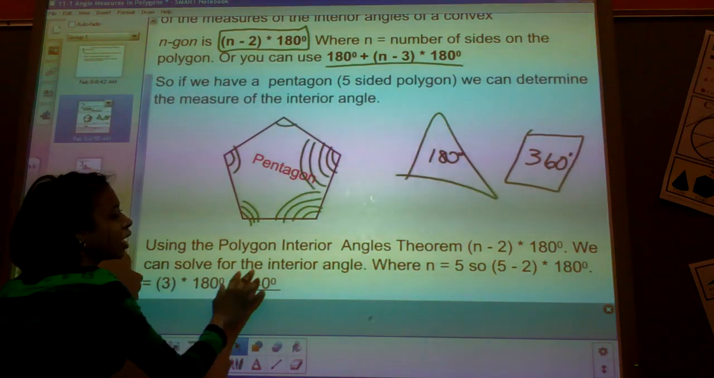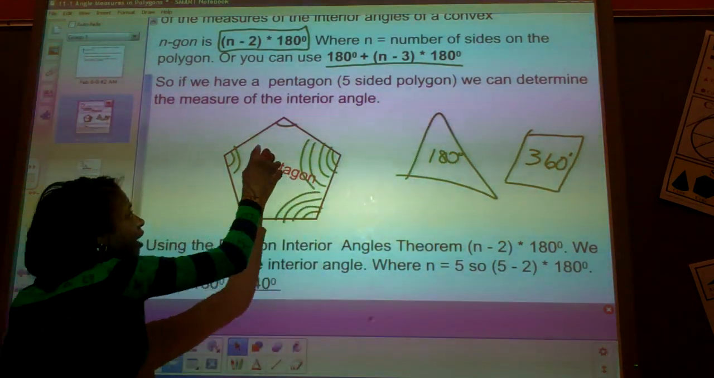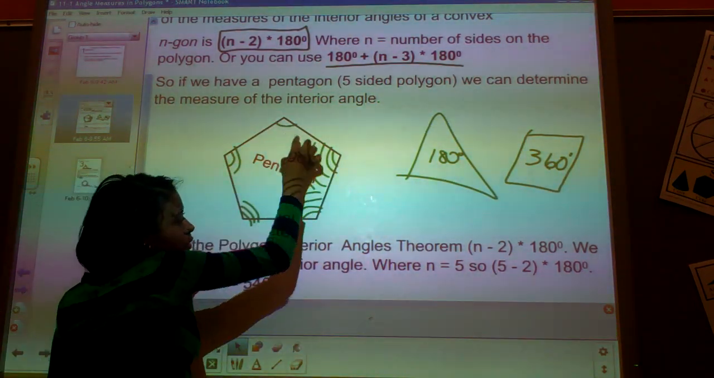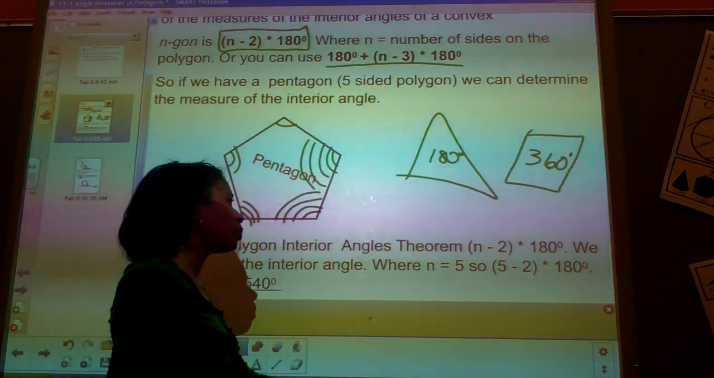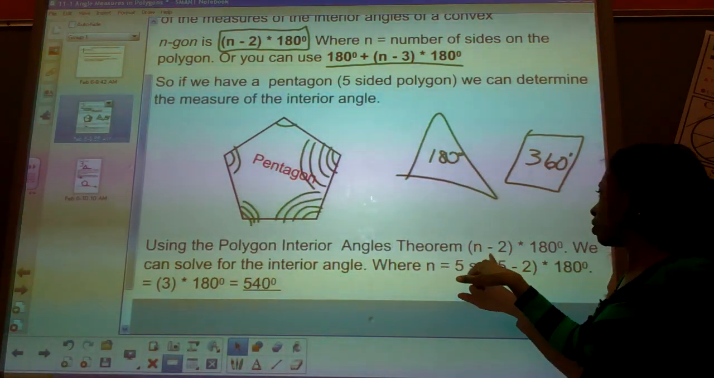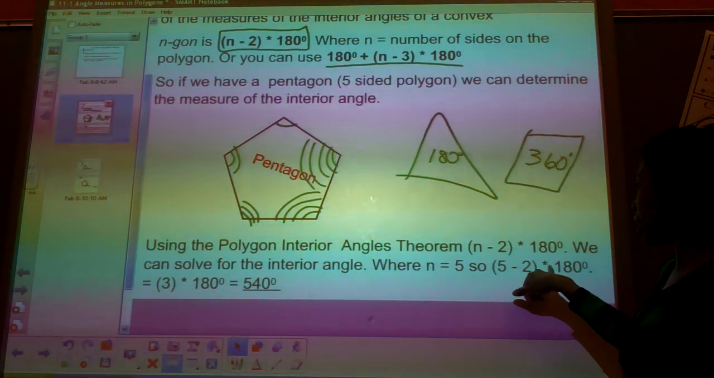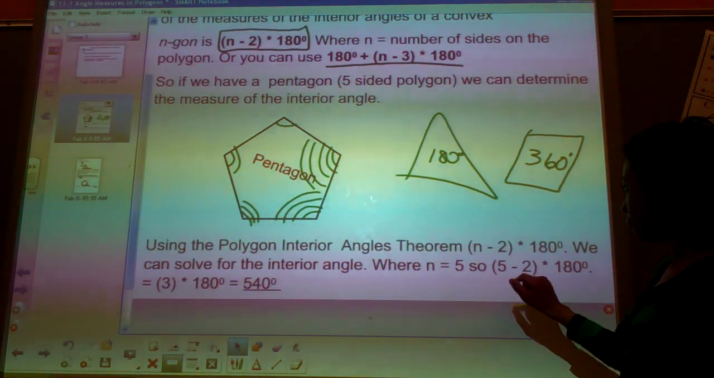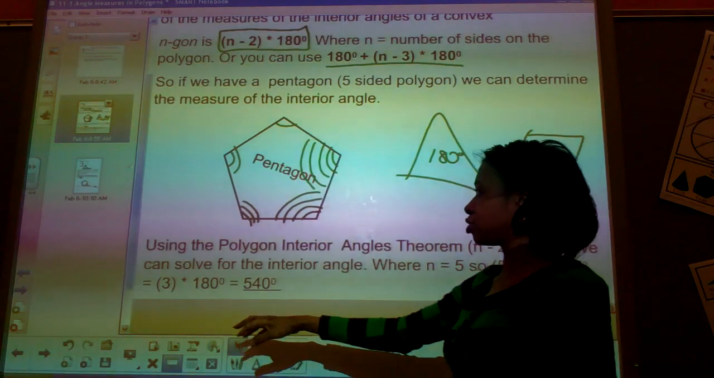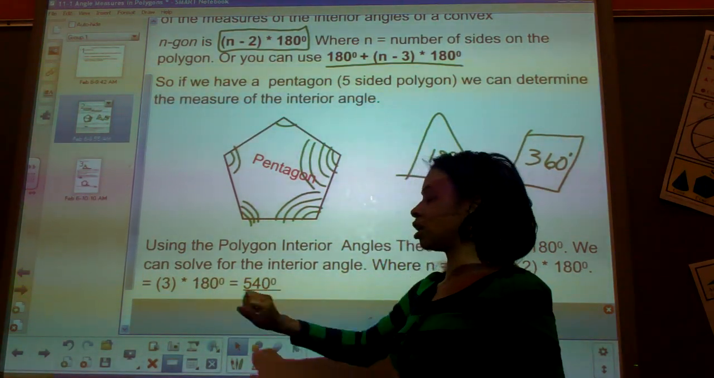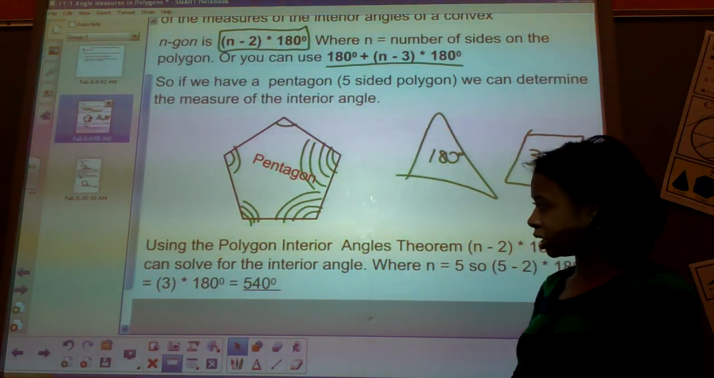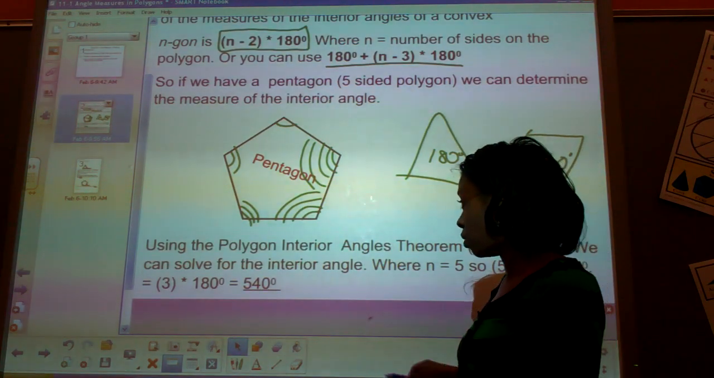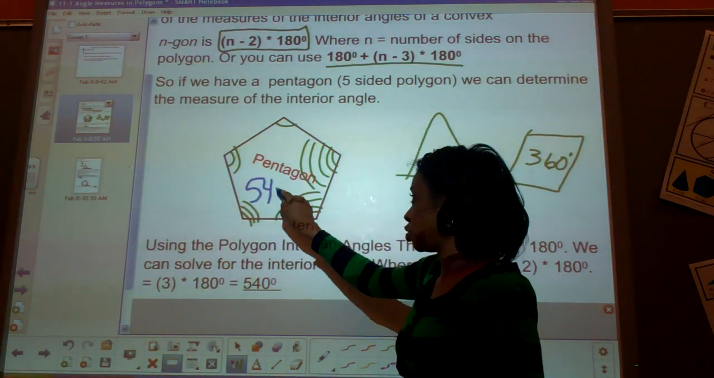In this particular case, n is equal to 5 because I have 5 sides here. So by substitution for n, I'm going to put in 5 minus 2 times 180 degrees. Parentheses first, 5 minus 2 is 3, times 180 degrees. Therefore, the interior angles sum is going to equal 540 degrees.